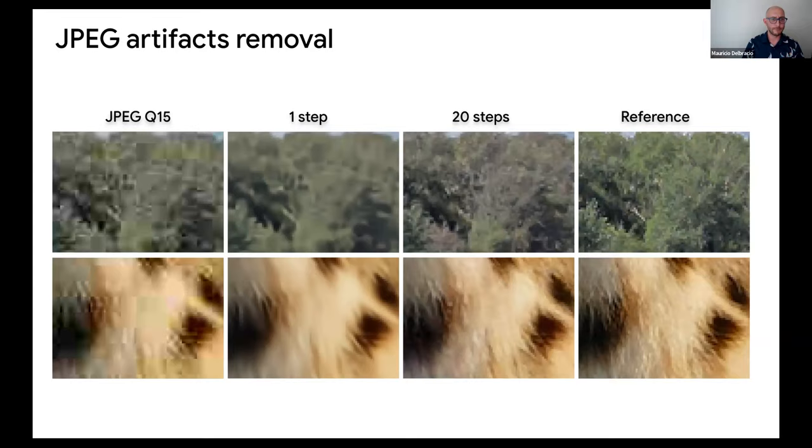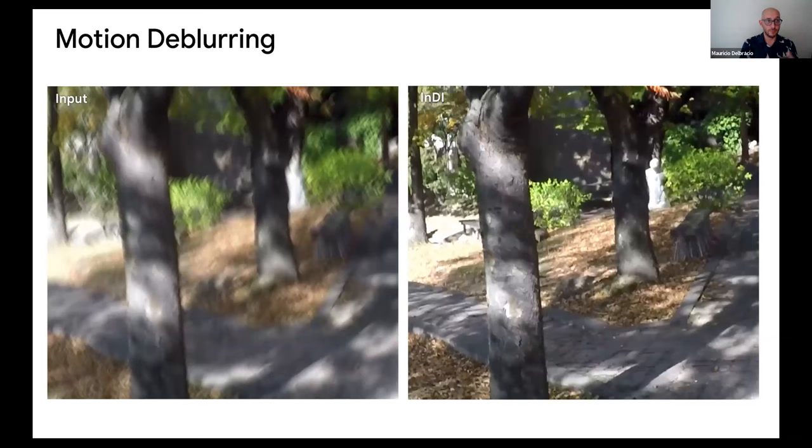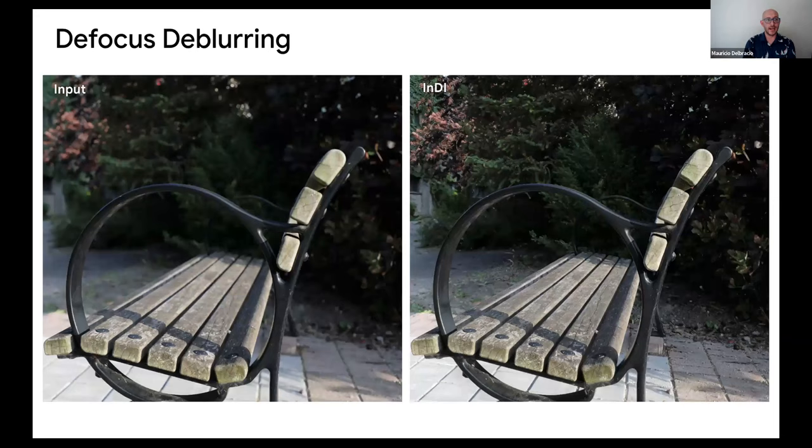Here you can see a reconstruction for motion deblurring using this standard dataset GoPro. Another example for defocus deblurring, which is a kind of challenging problem, where in general it's super hard to model, but it's not that hard to acquire pair data, right? By changing the optics, for example, of the camera.